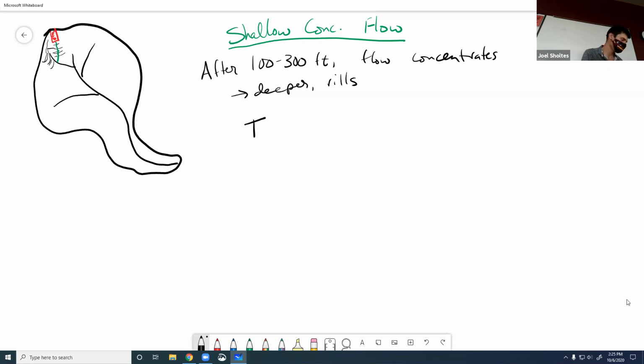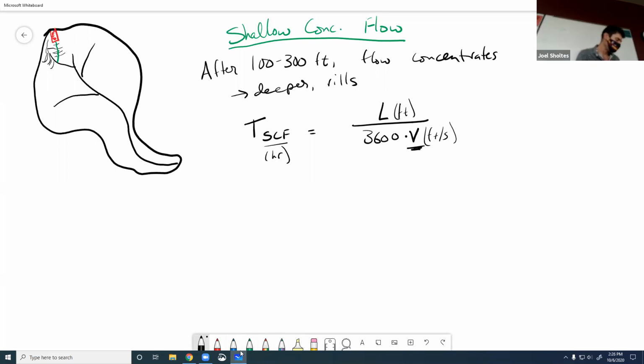And the way we calculate shallow concentrated flow, again in hours, we'll start with length over 3,600 times V, right? So this is just a unit conversion thing. We're taking a velocity and converting it to a time. Feet and feet per second. But we need to calculate this velocity. What is that going to be?